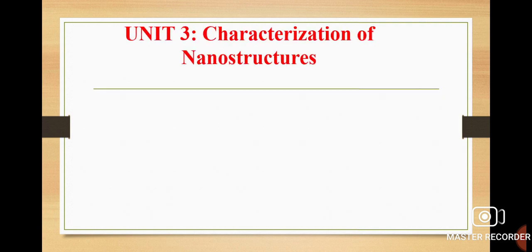Let us move forward. That is unit 3, characterization of nanostructure. After fabrication of nanostructure, the next step is characterization. What do you mean by characterization? The working mechanism, how does it work, what are the different characteristics, optoelectronic characteristics, conduction, its width. All these things can be studied by using different characterization technologies. That technology I am going to elaborate in this unit 3.